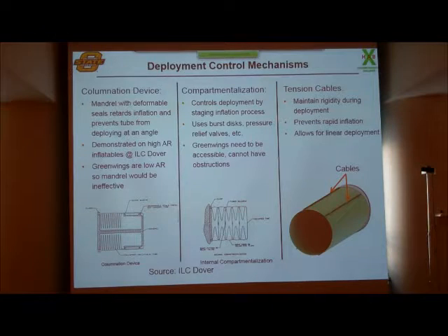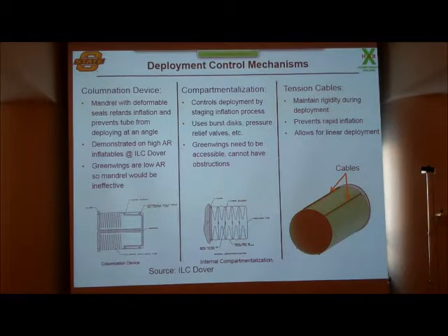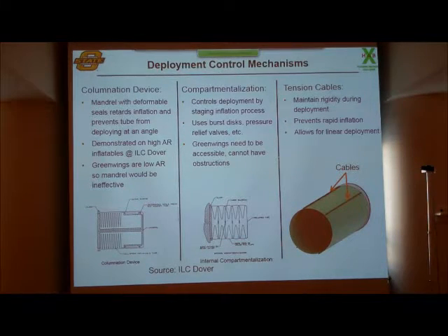The compartmentalization technique is unique as a stage of the inflation process, but since we need to be moving through the green wing, we didn't want to have any obstructions throughout that process. The compartmentalization breaks down each section of the wing and has the burst disc there, so it has to be sealed up prior to inflation, and we didn't want to have anything in the way there. So the tension cables, we decided, were the best way to go.